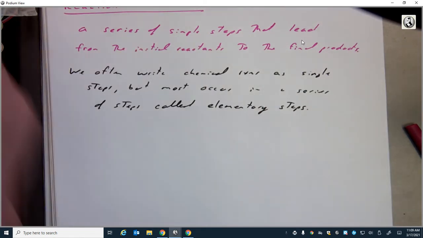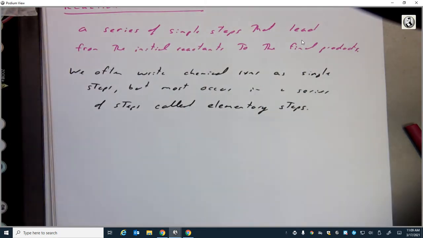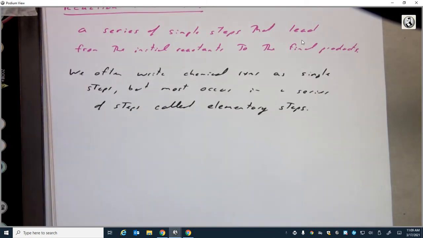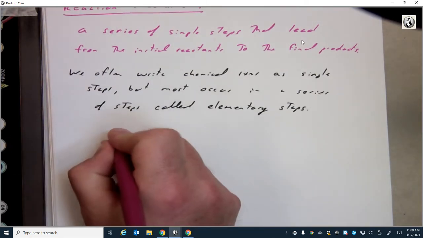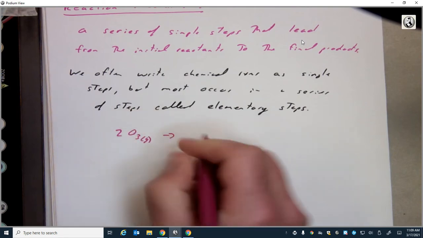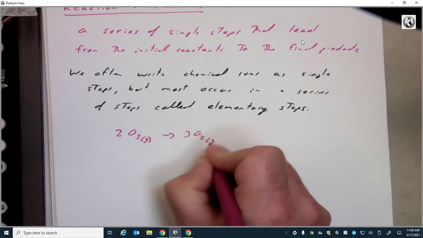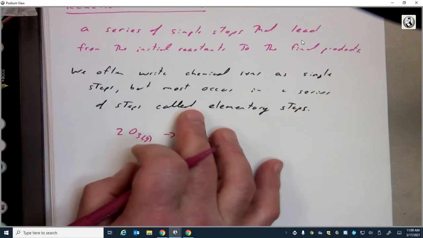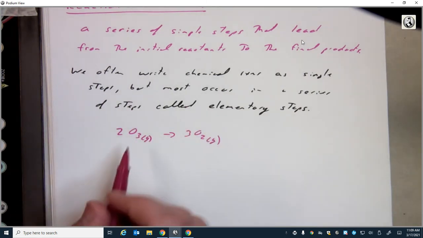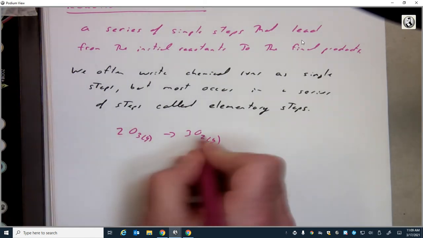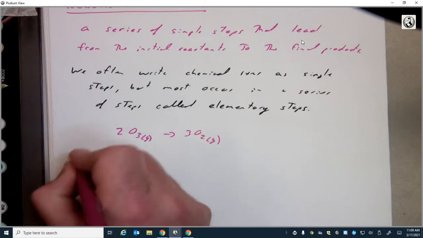Okay, so let's look at one. Here's an example. Ozone will decompose into diatomic oxygen using the following formula. O3 gas goes to 3 O2 gas. So this looks like a single step, but in reality, it's not. We've written this as a single step, but in reality, it's actually not. So the reaction mechanism for O3 to O2 is as follows.